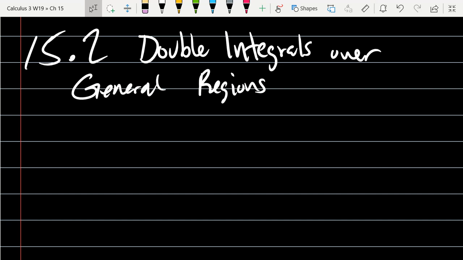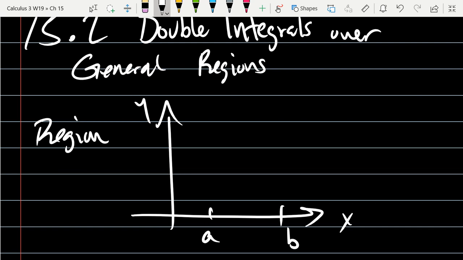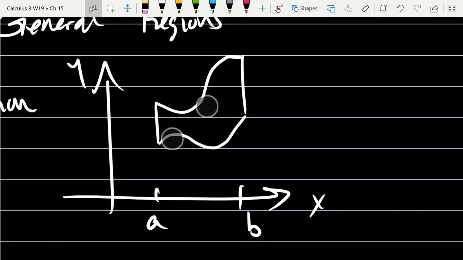So we're going to look at general regions, and there's going to be two types when we begin. Our first type, we're going to use just regular xy axis. So we're going to have two x values in this first type. And so this region is going to have flat sides, like this, and when we integrate, there's going to be two curves. There'll be an upper curve and a lower curve.